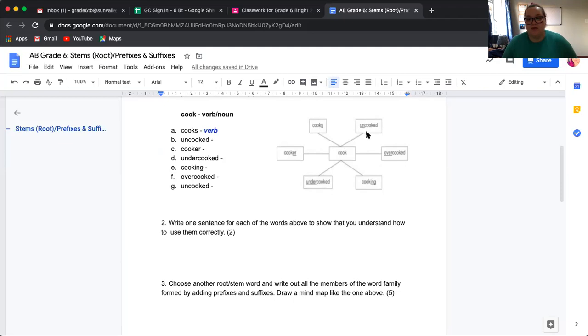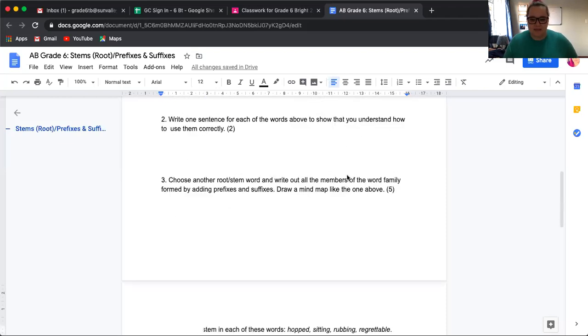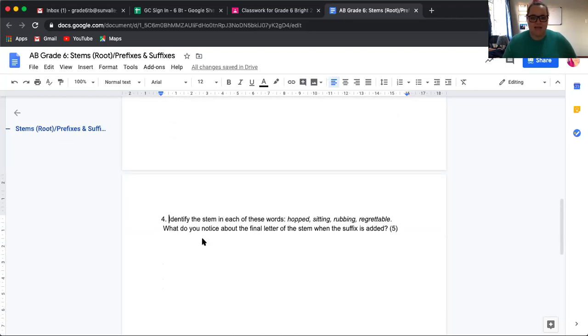Then remember, when you are writing those out, please make sure that you do highlight or underline or change the color so we can all see what you did to that word, whether you added a prefix or a suffix. Okay. Identify the stem in each of these words: hot, sitting, rubbing, and regrettable. Okay. What do you notice about the final letter of the stem when the suffix is added?